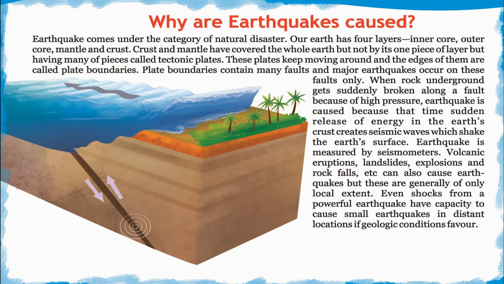What are earthquakes caused by? Earthquake comes under the category of natural disaster. Our earth has 4 layers: inner core, outer core, mantle, and crust. Crust and mantle cover the whole earth, but not as one piece of layer; they are made of many pieces called tectonic plates. These plates keep moving around, and the edges of them are called plate boundaries.